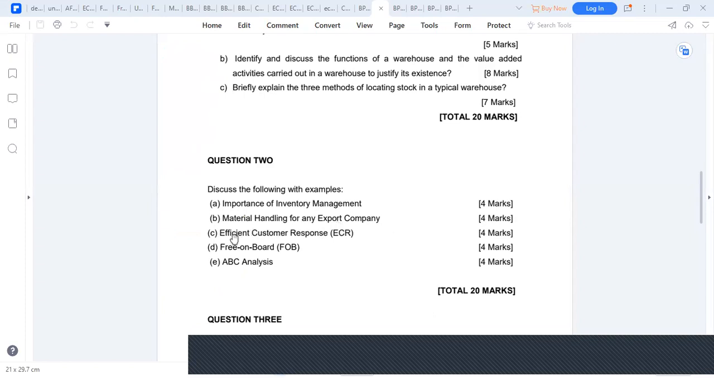So now discuss the concept of efficient customer response and give examples. What is meant by efficient customer response? Efficient customer response with examples can be answered as follows.